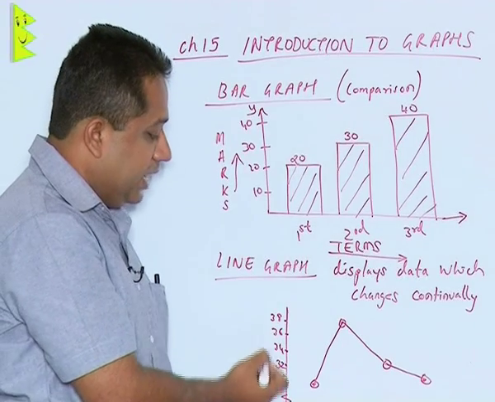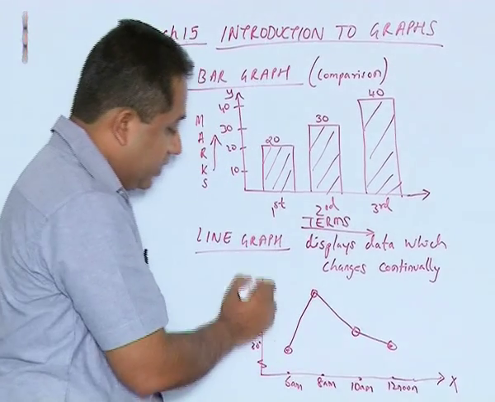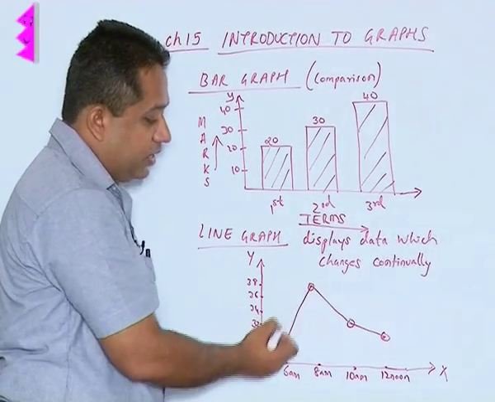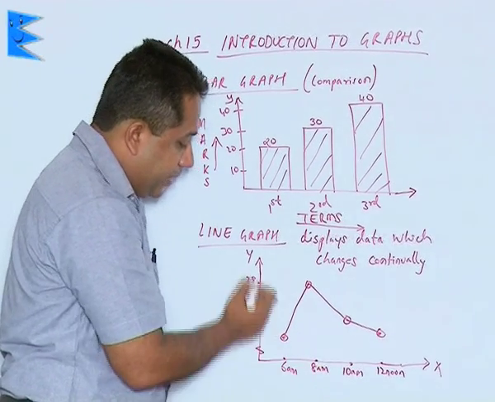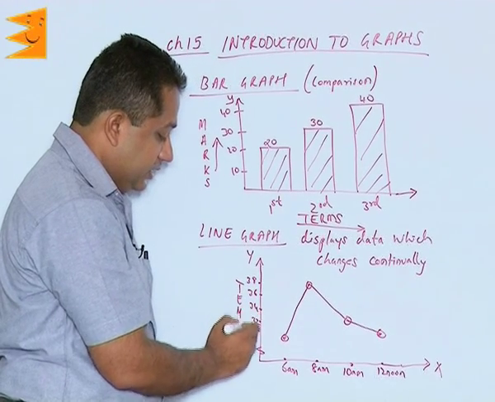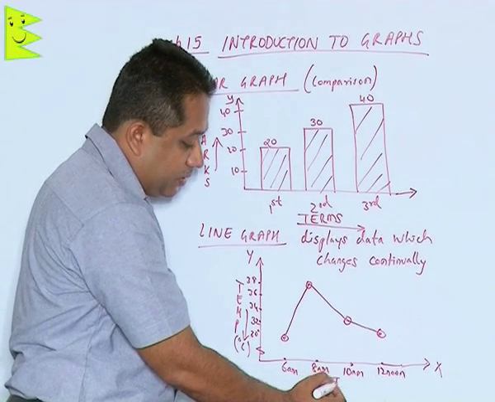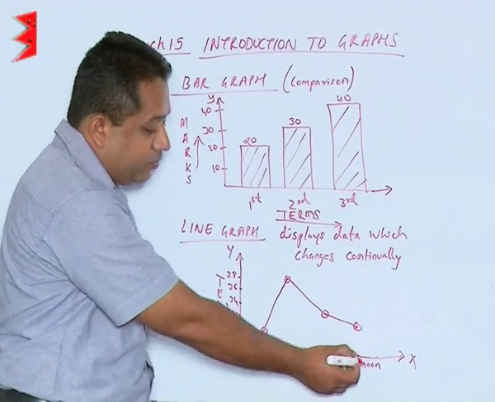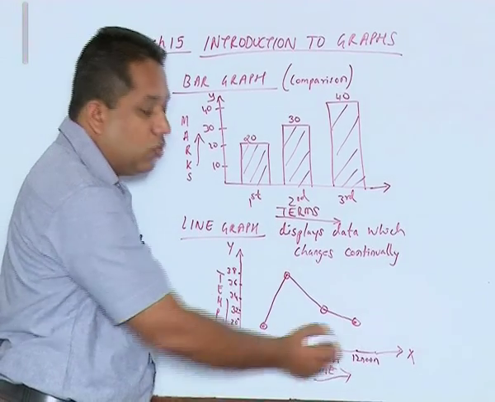Now, we look at the line graph. Again, the horizontal line is the x axis and the vertical line is the y axis, and you are finding some sort of a line graph here. Now, this is actually showing the temperature. This is the temperature in degrees Celsius, and this is showing the time. We have time here, this is 6 am, 8 am, 10 am, 12 noon. So, temperature is being noted after every 2 hours.